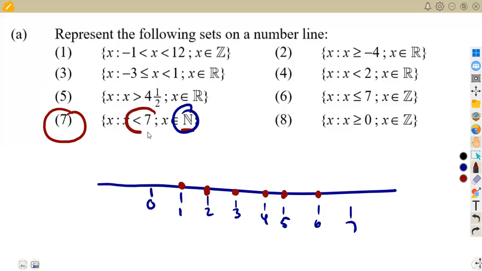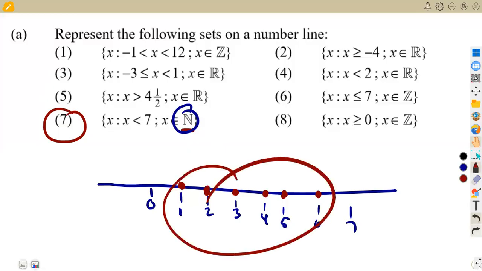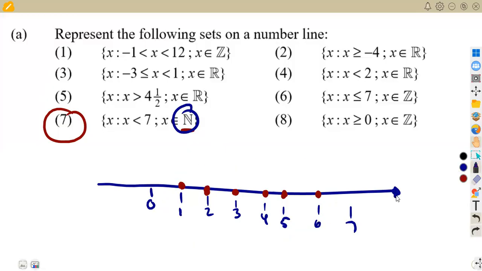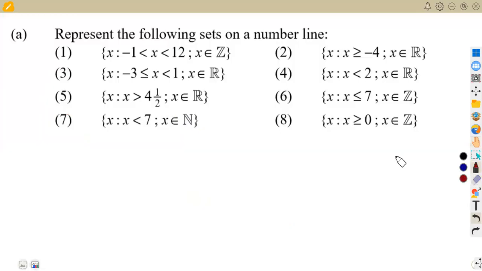Because they are saying x is less than. It's not less than or equal to. If there is an equal to, you indicate 7 also, but the equal to is not there. So 7 is not part of our solution. So these are the solutions that we are supposed to have on our number line from 1 up to 6. These are the natural numbers that are indicated here. All right, so that's it. That's how we answer this one.